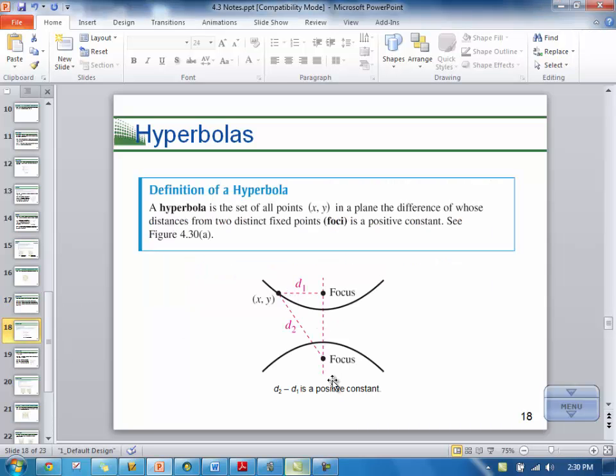If you subtract these distances, so for any point on the hyperbola, if you subtract the distances from both foci, you're going to get the same number each time for all these points. Okay?